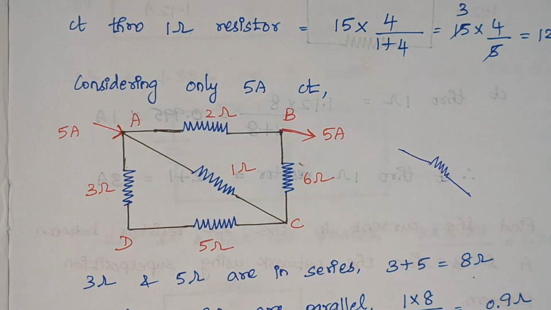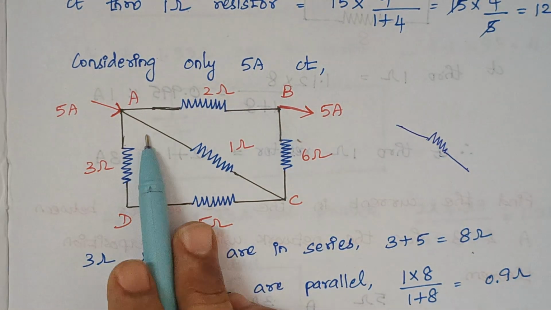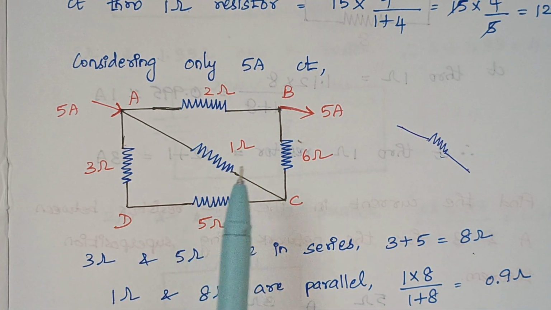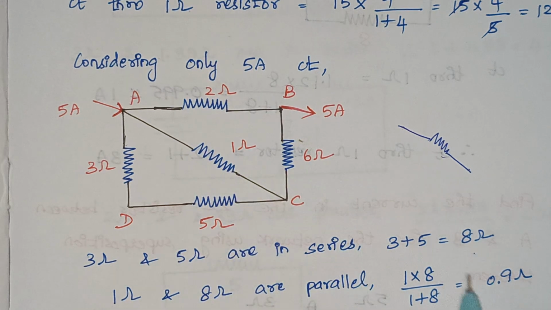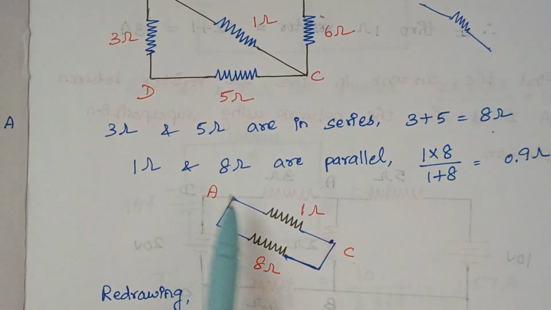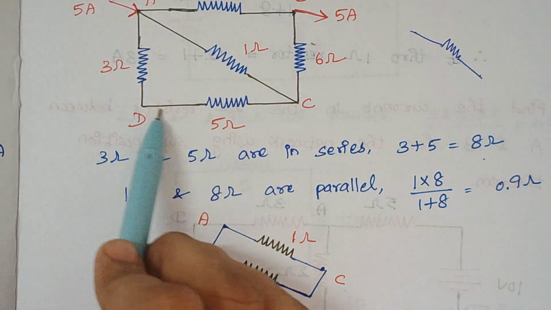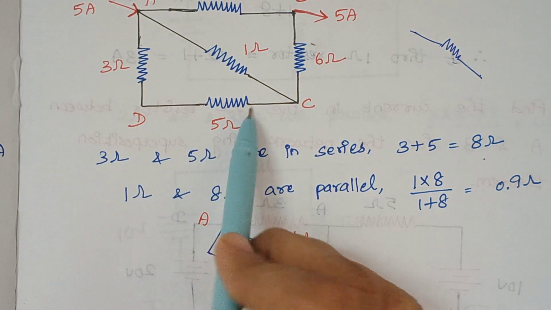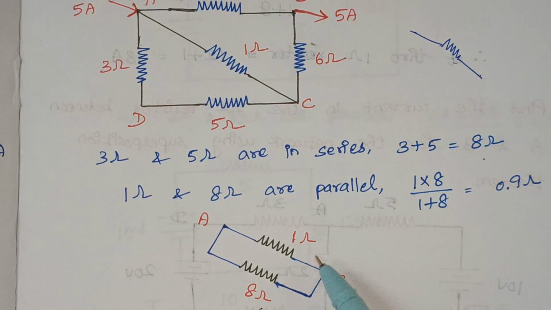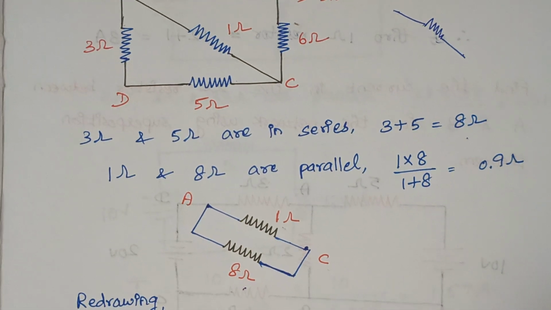Yeah, here I have drawn already. So again, this resistance will come in parallel with this 1 ohm resistance, right? You see, between A and C, 1 ohm. This 1 ohm is drawn as such, and now I had combined these two as a single resistor whose value is 8 ohm. So these two are in parallel.